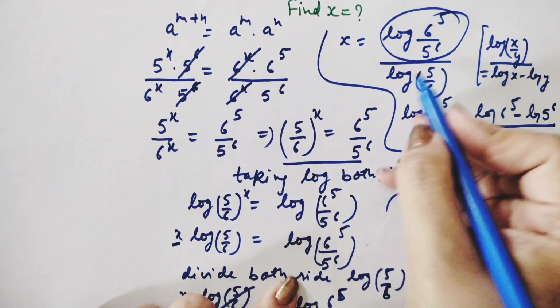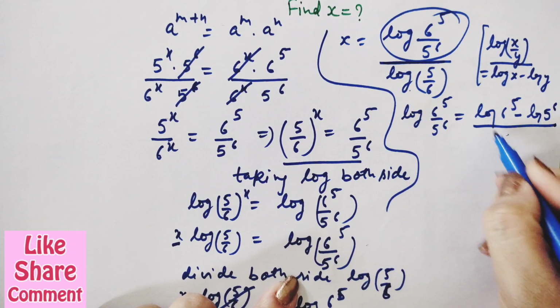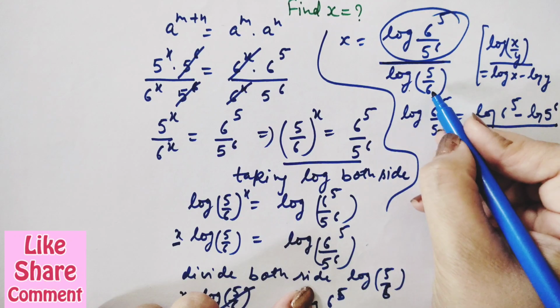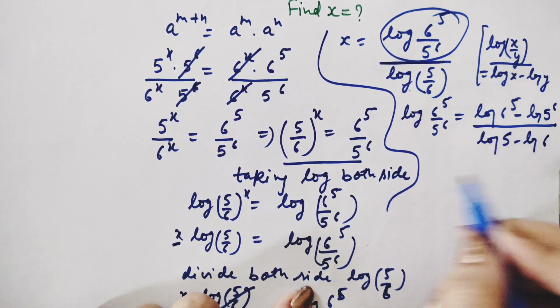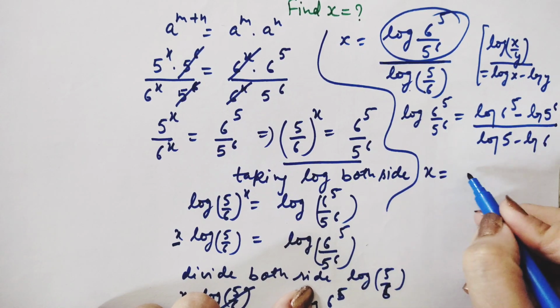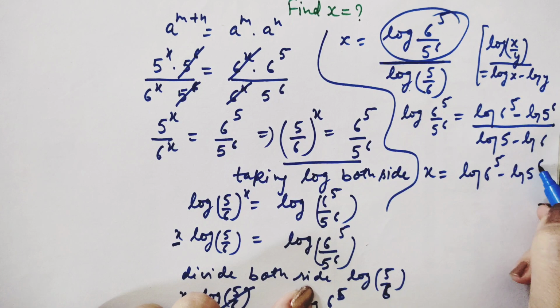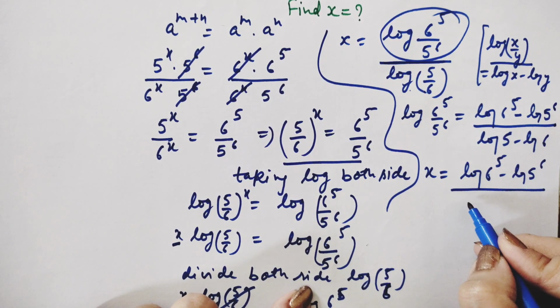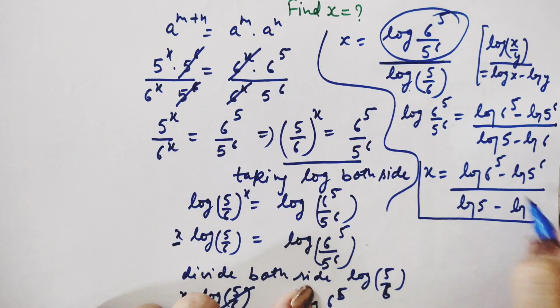And divide by log 5 by 6. We will write this as log 5 minus log 6. So this is the value of x: x equals log 6 power 5 minus log 5 power 6 upon log 5 minus log 6. This is your final answer.